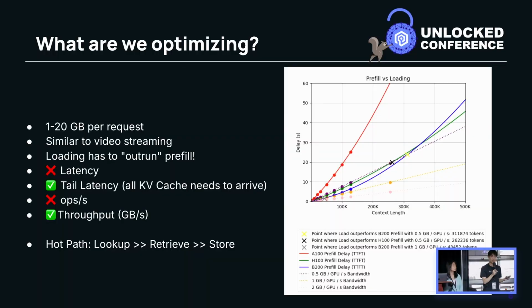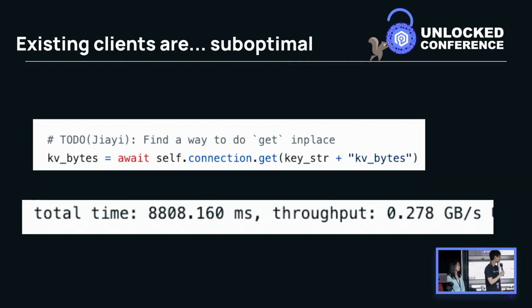And today we're going to be looking at a journey of improving the throughput of the ValKey client and server. And lastly, the 3 operations that we really are only going to look at are lookup, retrieve, and store. So really get, set, and exist in the RESP protocol. And the retrieve is the most important because that's on the hot path of the LM inference, but the store is less important because it can be done asynchronously.